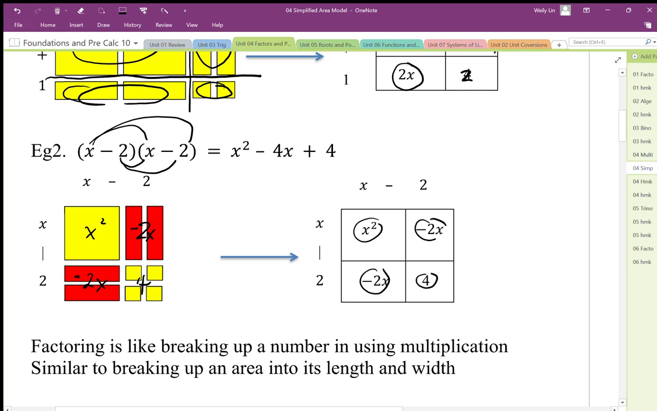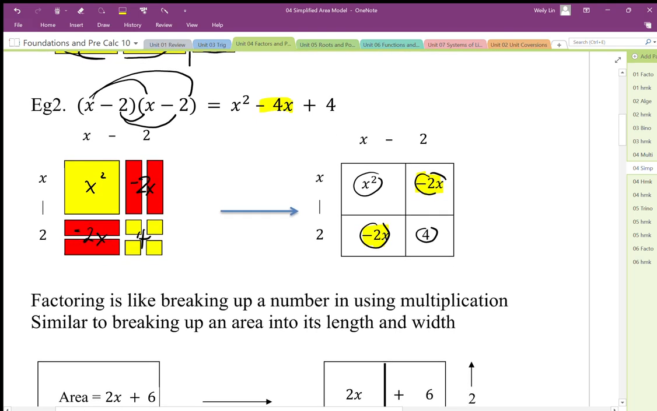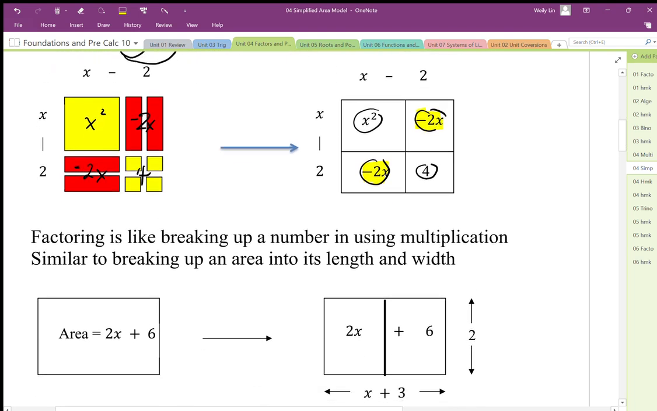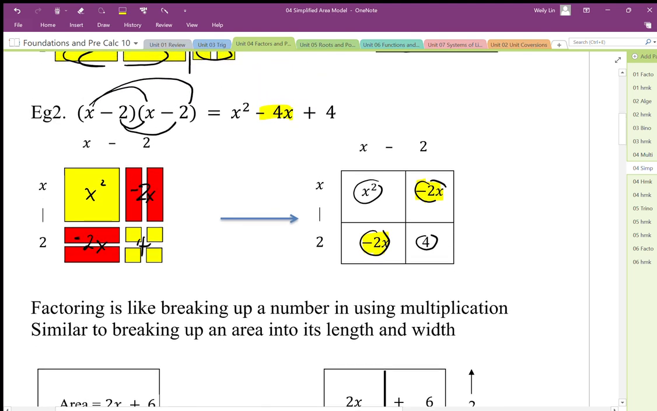And we can combine the like terms then. The negative 2x here, the negative 2x here, combines to give us the middle term, negative 4x. The x squared and the plus 4 are individual areas. They're not combined with anything else, so we can show them in separate, their own rectangular area pieces. So that's the important idea of shifting from algebra tiles to our simplified area model, and we retain the key part in the simplified area model, seeing the 2 pieces of length, 2 pieces of width, and the 4 pieces of area.